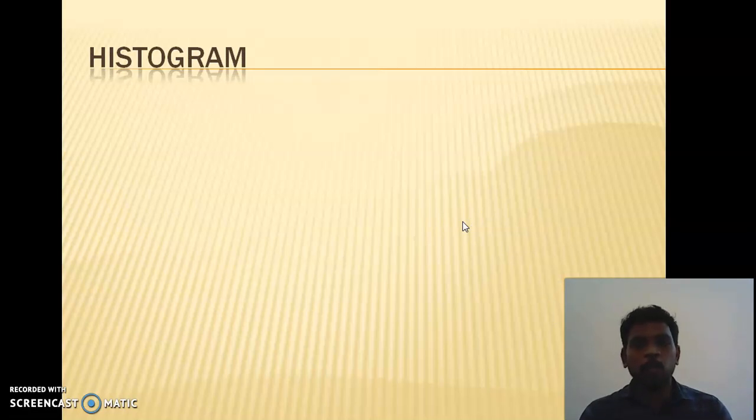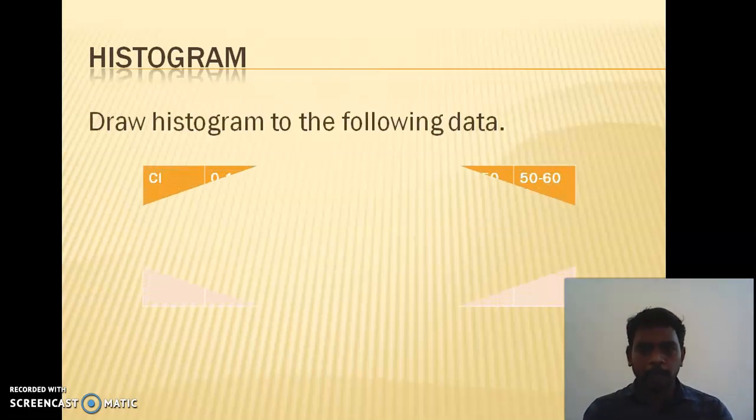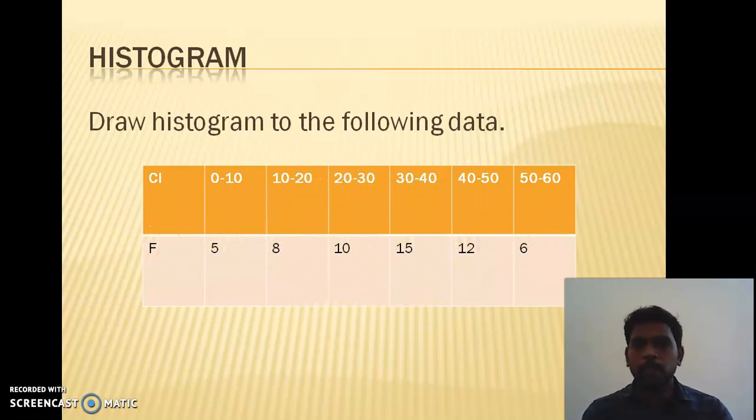Let us continue the slides now. Right, histogram. Now we are seeing about histogram, right? So draw a histogram for the following data. Here the data is nothing but continuous data. Now we are going to draw a histogram for this data.